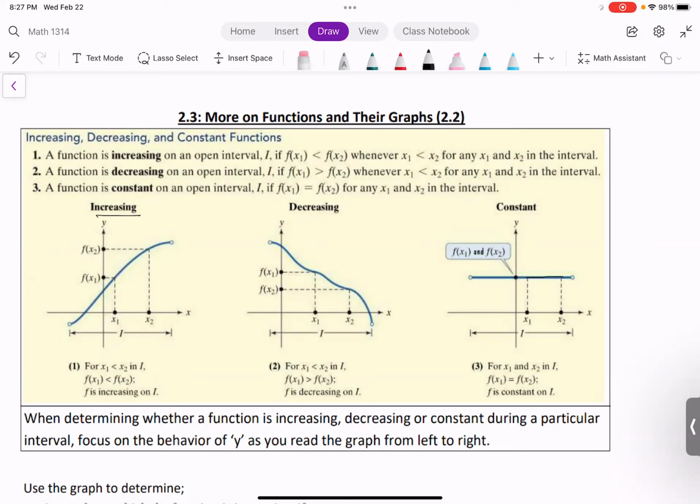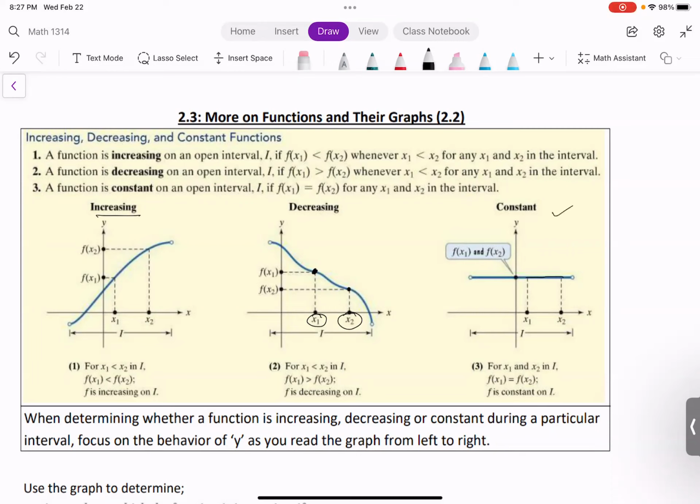Let's see the next graph, decreasing. You see it's going down, this is decreasing. But how to define that? First, we pick 2 points. First point, x sub 1, and second point is x sub 2. You see the x value is increasing, but the f of x sub 1 is here, and the f of x sub 2 is here. So the y value is decreasing as the x is increasing. This function is a decreasing function.